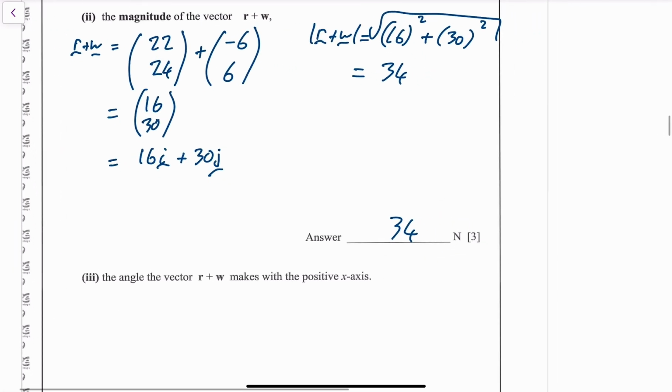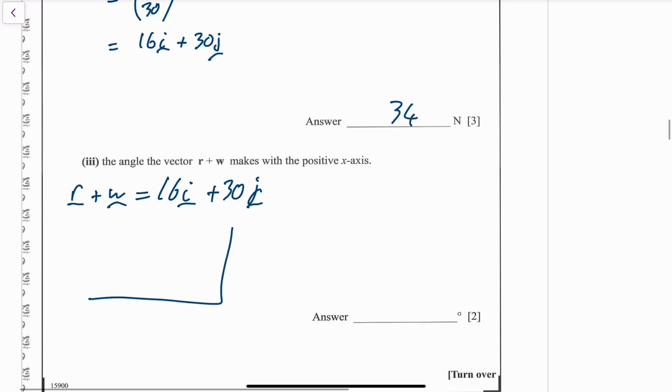Find the angle that R plus W makes with positive axes. Let's just write down what my R plus W is. Again, it was 16I plus 30J. And then the angle it makes with positive axes at 16 to 30. Very bad diagram there. Clearly not to scale, but the scale doesn't matter.